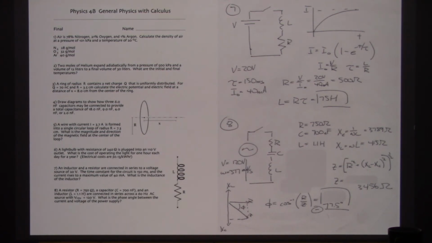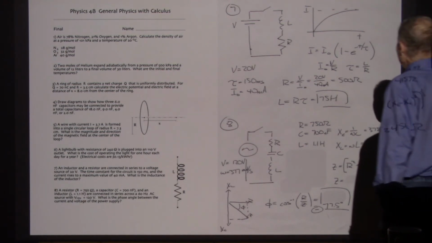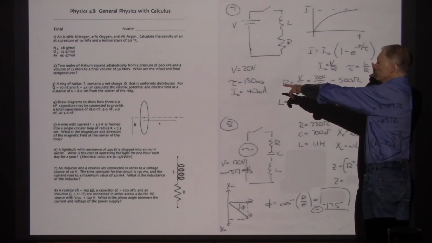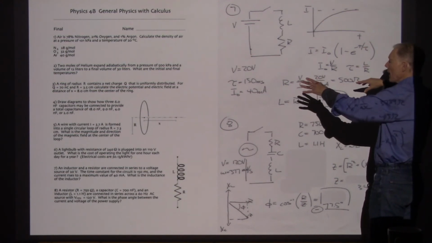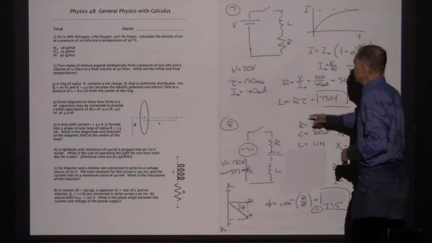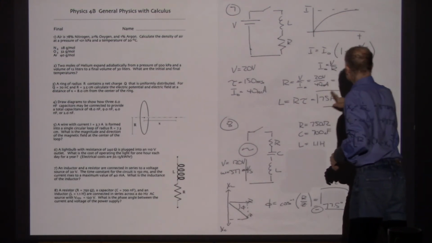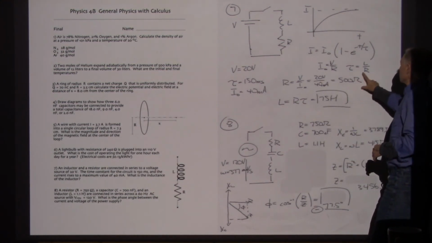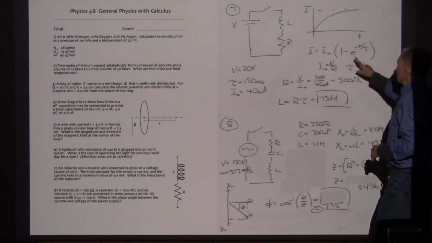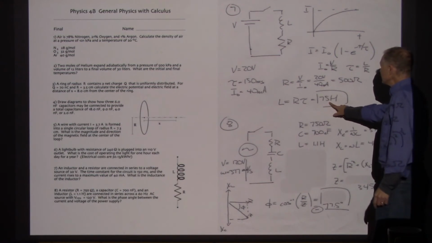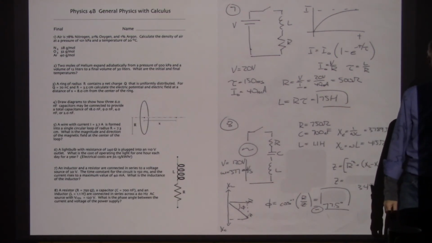How are we going to get the inductance? The inductance comes from the fact that we've measured the time constant. So by taking this into the lab and measuring the time constant, we're able to say L is equal to R times that time constant. So I can take my 500 ohms, multiply by the 150 milliseconds, and I ended up with 75 henries.